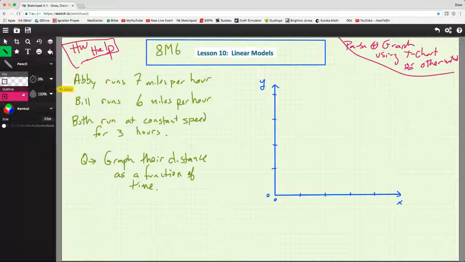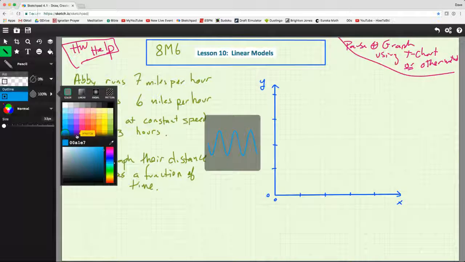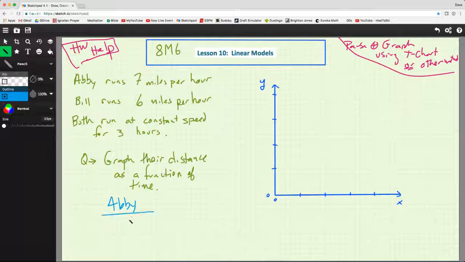So let's do Abby, and we'll do Abby in light blue. Abby, after hours, and then her distance in miles. So let's just do it for 0, 1, 2, and 3, because she ran for 3 hours. After 0 hours, she's run 0. After 1 hour, if she goes 7 miles per hour, how far has she gone in 1 hour? Well, she's gone 7. And then she's running at a constant speed, so after 2, she's run another 7. And after 3, she's run another 7.